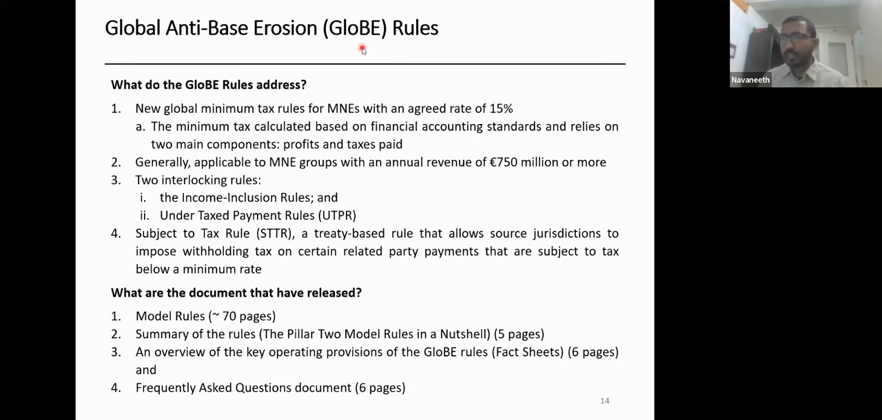What documents have been released? There is a set of 4 documents. One is the model rules on the GloBE rules, Pillar 2 GloBE rules. There are 2 documents which summarize what the entire set of rules say in 5 pages. And there is something called a fact sheet, which provides an overview of how the key operating provisions of these rules work. There is also a lucidly written FAQ in about 6 pages, which raises multiple pertinent questions and answers them.